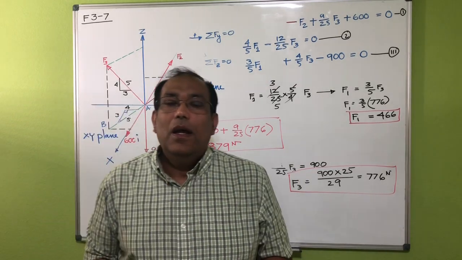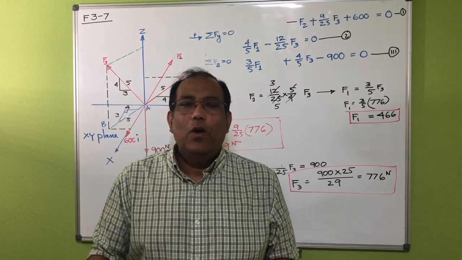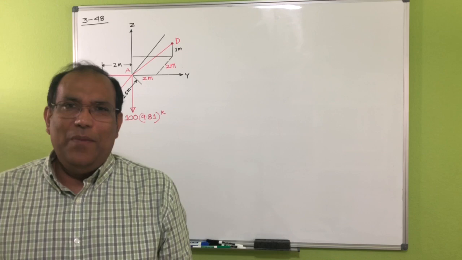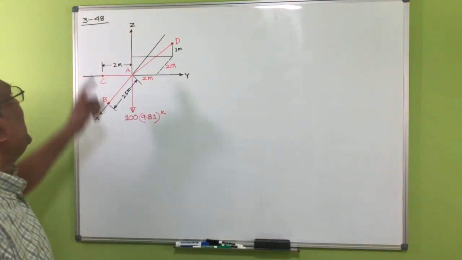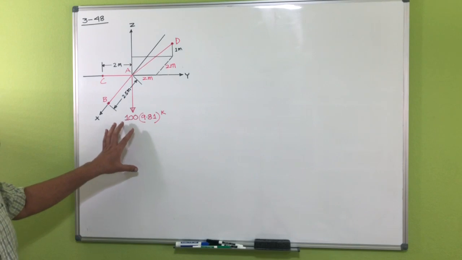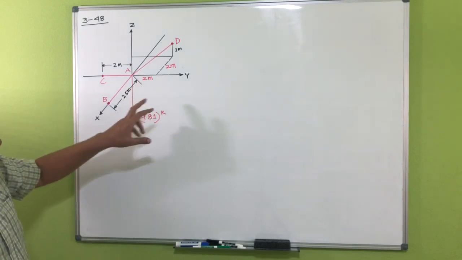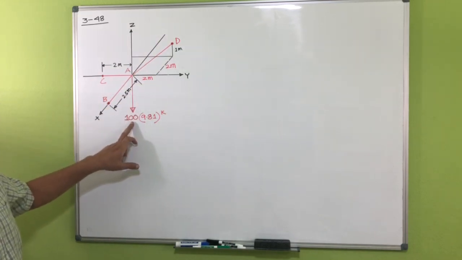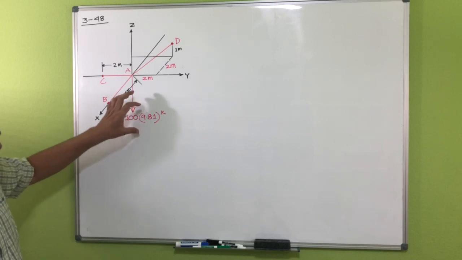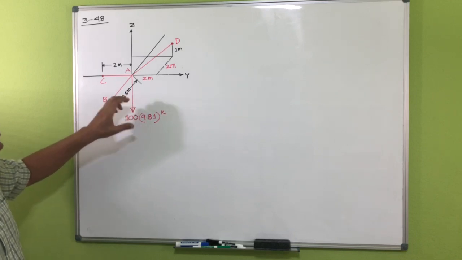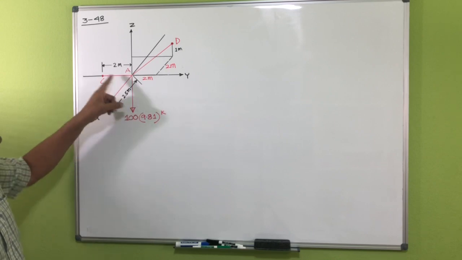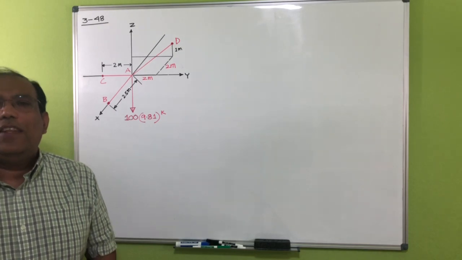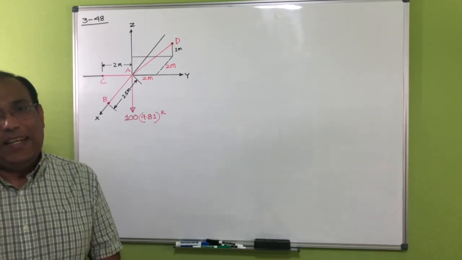Okay, now let's move forward and try to do one more problem here. Hello everybody, now we are going to solve problem number 3-48. You can see I already put that figure here. This is your x, y and z axis. There is a weight here which is 100 kg, and this load is supported by 3 cables AB, AC and AD. So in this problem you have to find out the tension in AB, AC and AD.